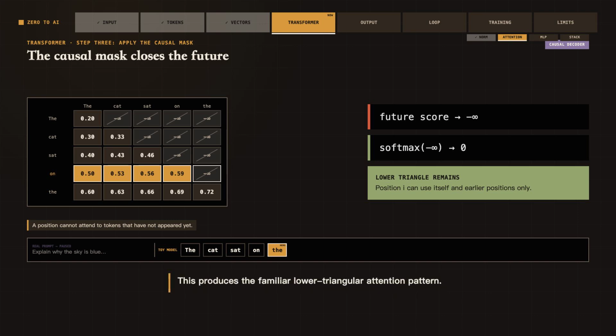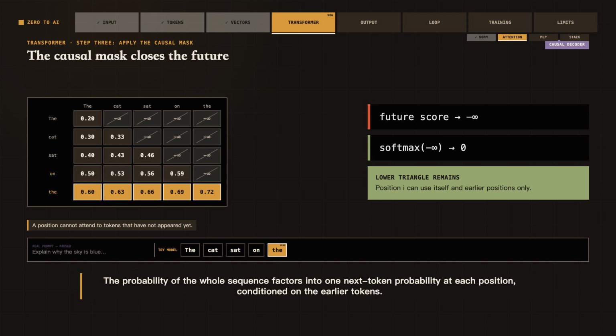This produces the familiar, lower triangular attention pattern. The mask also enforces the probability structure of an autoregressive model. The probability of the whole sequence factors into one next token probability at each position, conditioned on the earlier tokens.